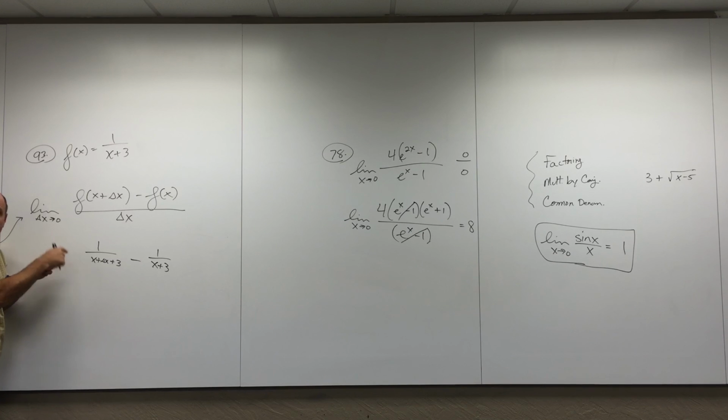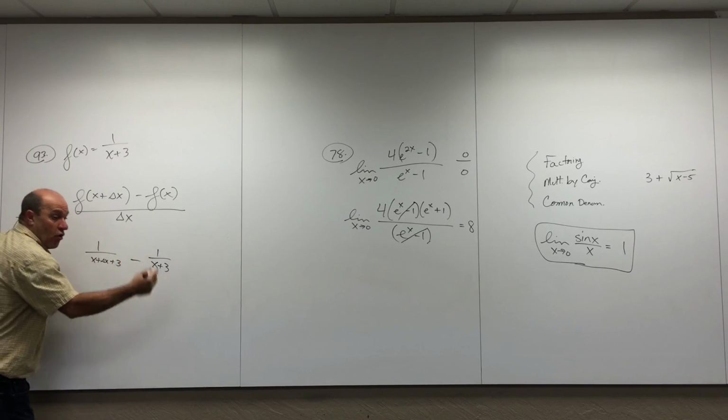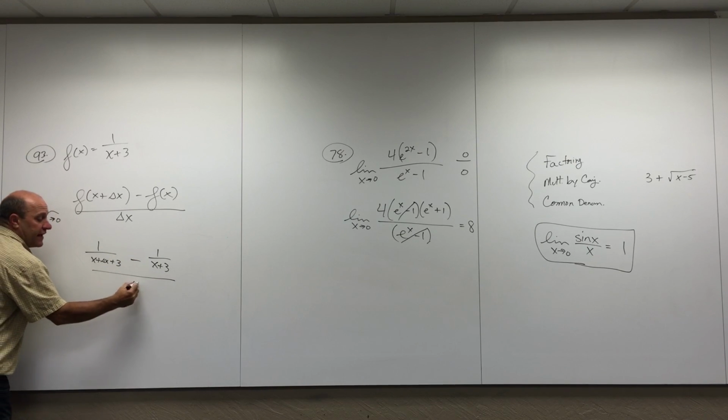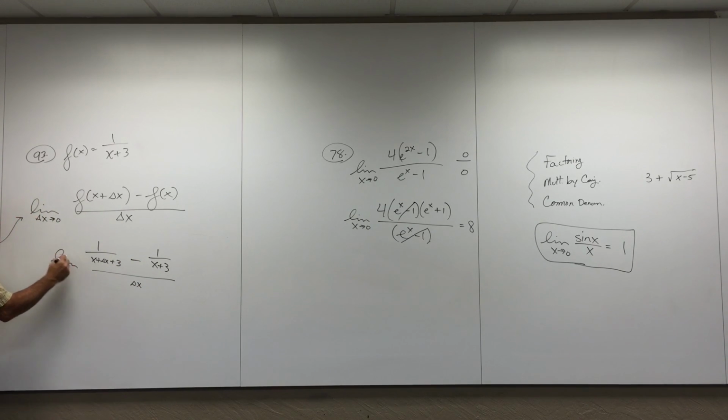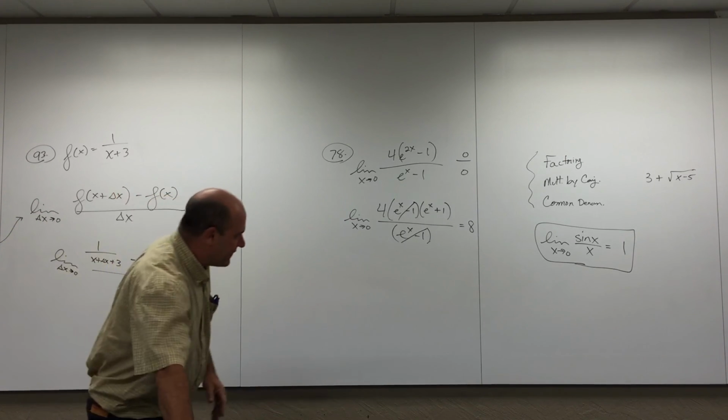So the function with an x plus delta x in it, minus the function itself, all over delta x. And now try to do the limit as delta x goes to 0. Maybe you can already see that's a 0 in your denominator. If you plug it in there, you get a 0 in your numerator. This needs fixing before we can do it, right? Any suggestions on how to fix it?